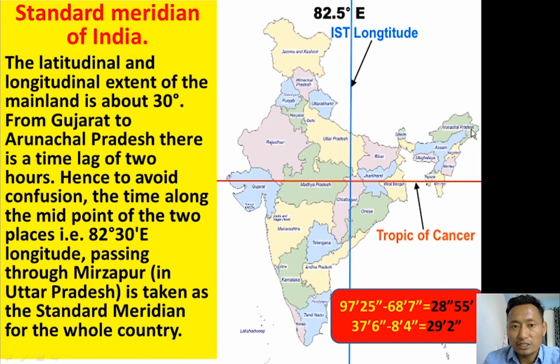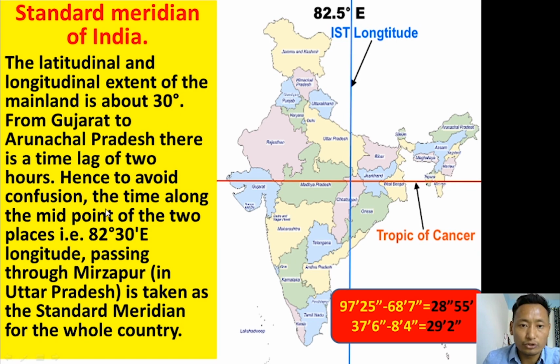From Gujarat to Arunachal Pradesh, there is a time lag of 2 hours. Every 15 degrees of longitude gives a time difference of 1 hour. So between Gujarat and Arunachal Pradesh, we have almost 30 degrees, which means a 2-hour difference.